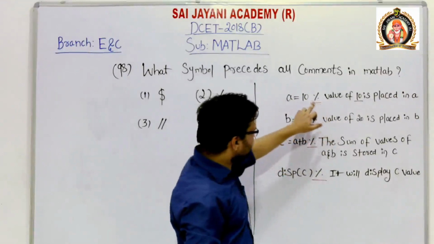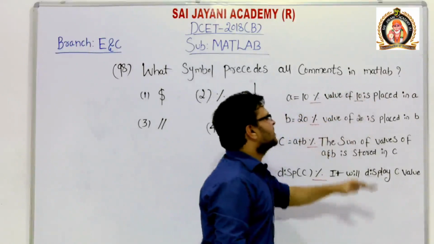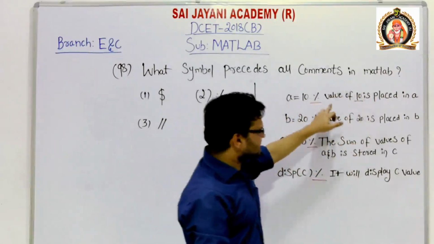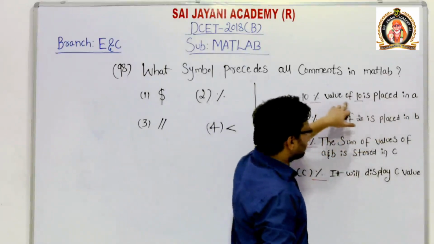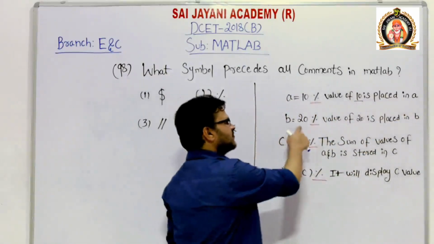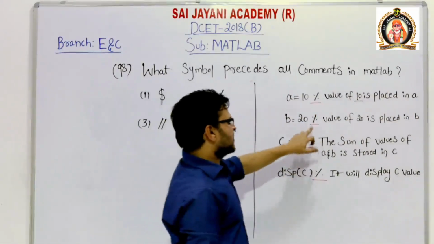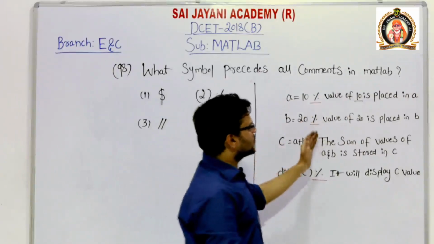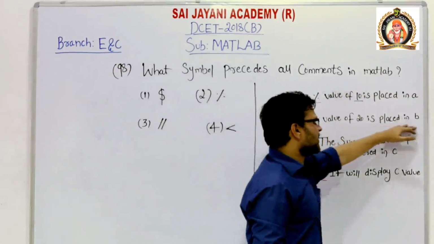Here also we are using the percentage symbol. Whatever you write after the percentage symbol, MATLAB considers it as a comment. That means it is a MATLAB comment. Similarly for b also, here the value 20 is placed in the variable b. Here also we are using the percentage symbol. Whatever you write after it, MATLAB considers it as a comment.